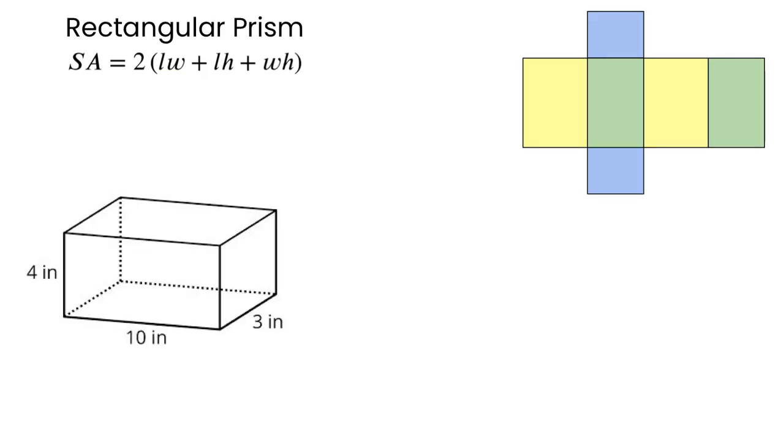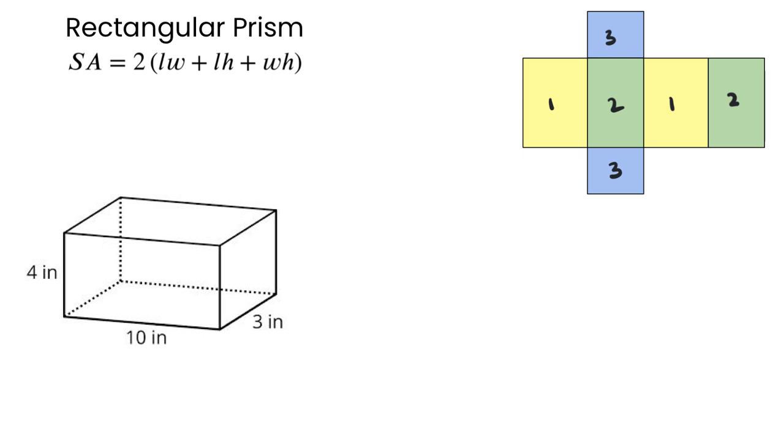Let's have a look at a rectangular prism. What you'll notice with the rectangular prism is that you have 3 sets of identical faces. So if you find the area of the first face, you can multiply it by 2 because there are 2 of them. Same goes for the second face and the third. So let's have a look at how we can use that information and construct a formula.